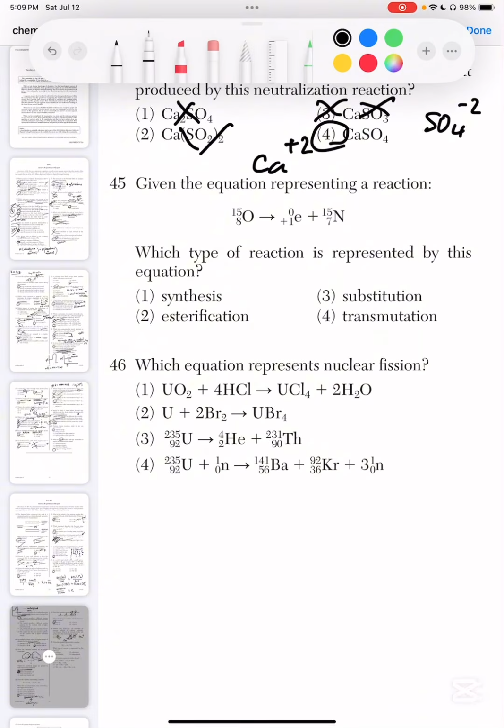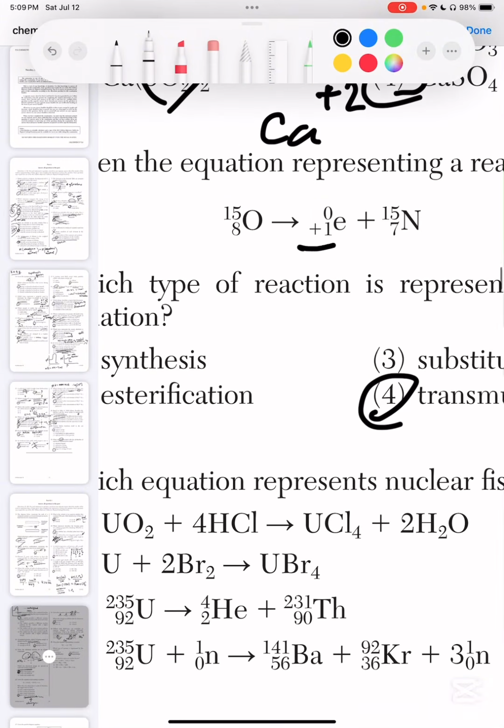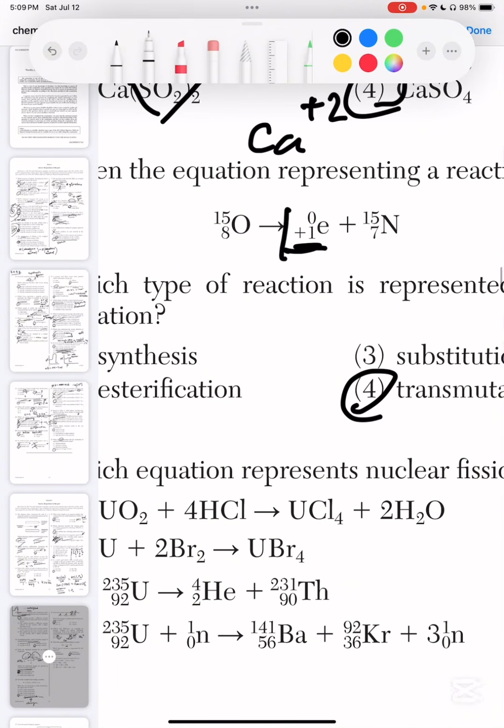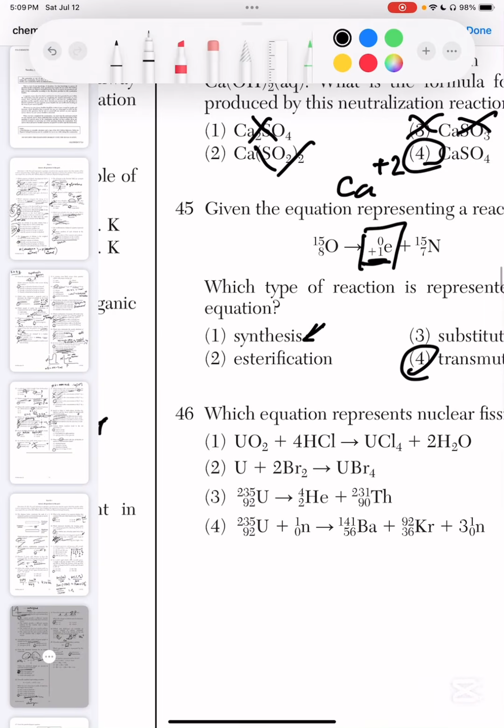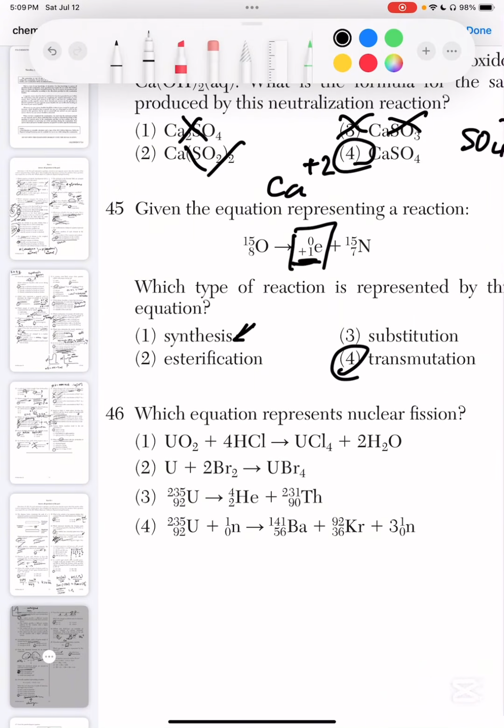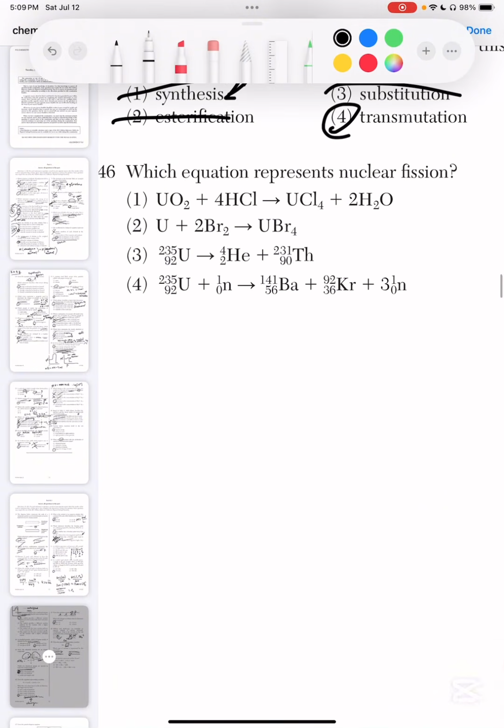So this is a transmutation because this is a nuclear reaction, right? One of the nuclear reactions. If you look at that, this is not synthesis because it's not two things coming together to combine into one. And this is not an organic reaction, so this is not esterification or substitution because 2 and 3 are both organic reactions. 46 asks, which equation represents nuclear fission?